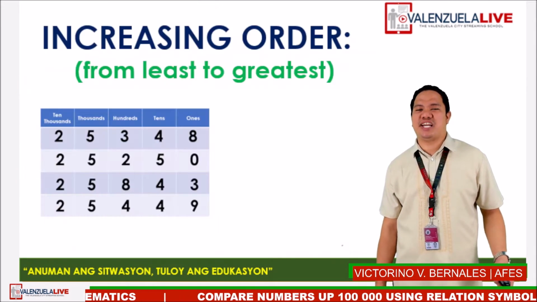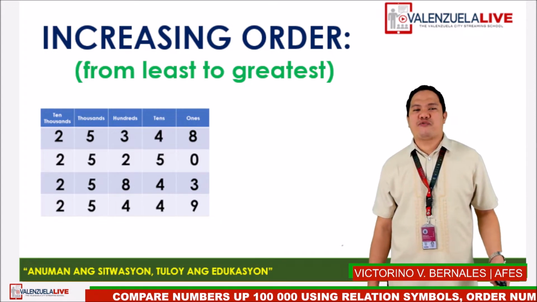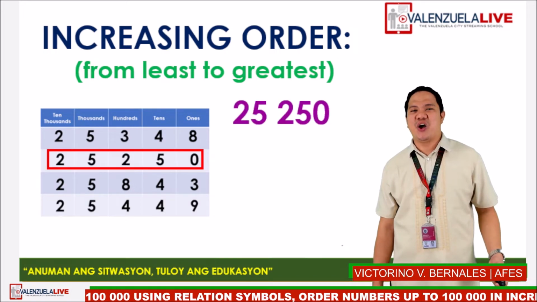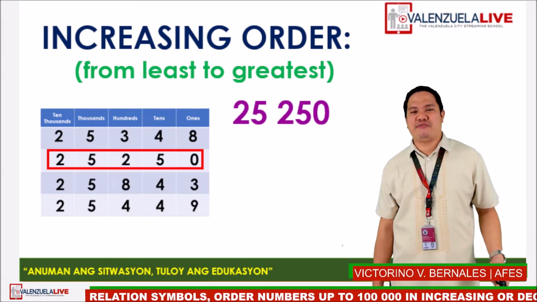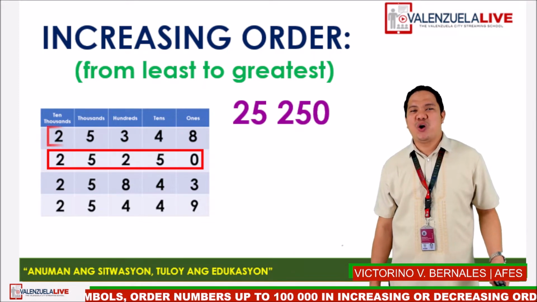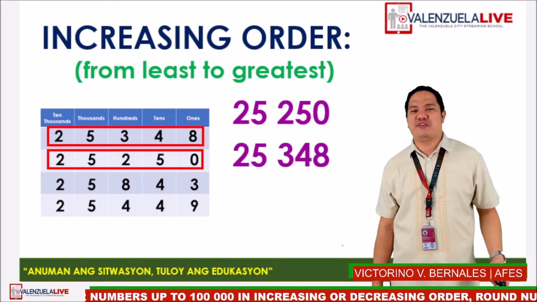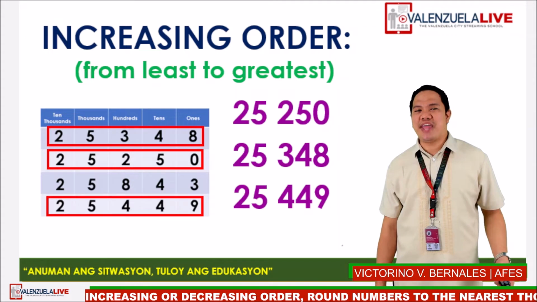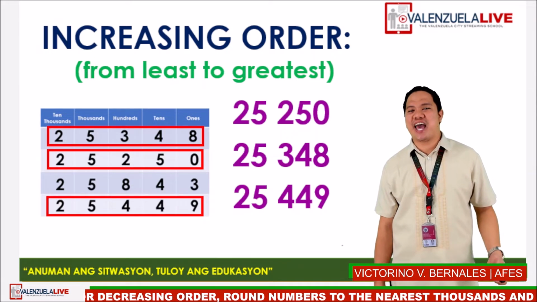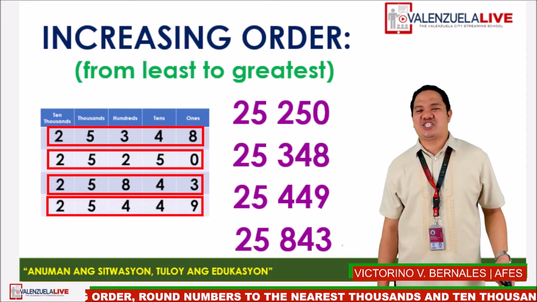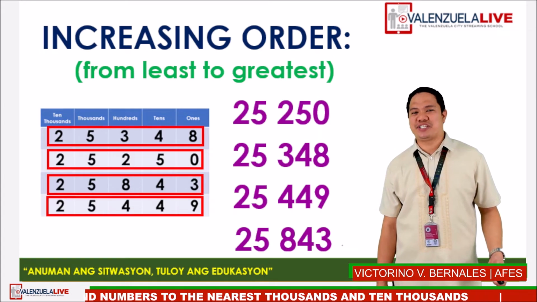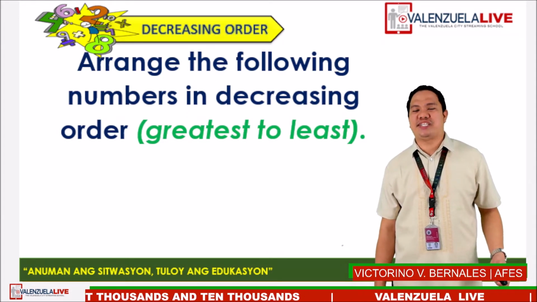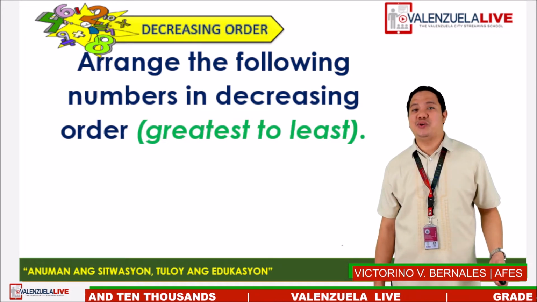Looking at these numbers in increasing order, or from least to greatest, our first number in the arrangement is 25,250, followed by 25,348. The third number is 25,449. And lastly is 25,843. Now let's try to arrange numbers in decreasing order, or from greatest to least.